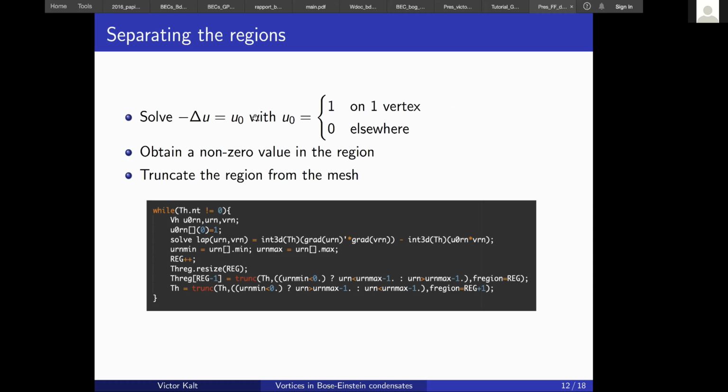So when this is done, we can compute the minimum and maximum values of u and truncate the region from the mesh using those values. So this is done here, and we will repeat the process until we have treated all the mesh tetrahedrons, so while there are still tetrahedrons in our initial mesh TH. This is an idea from Georges Sadaka.